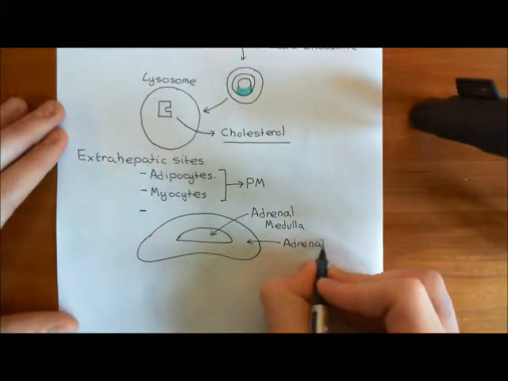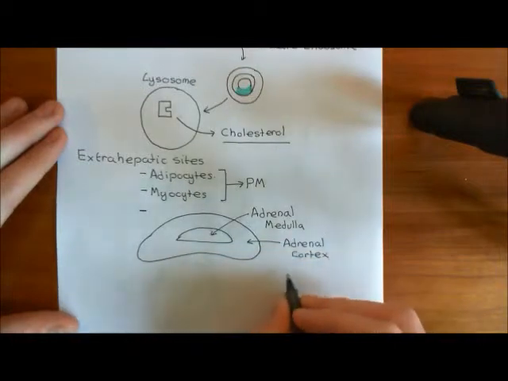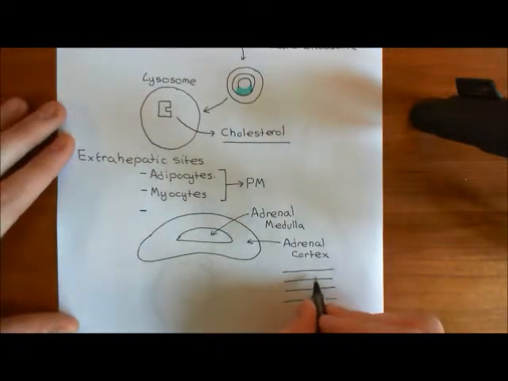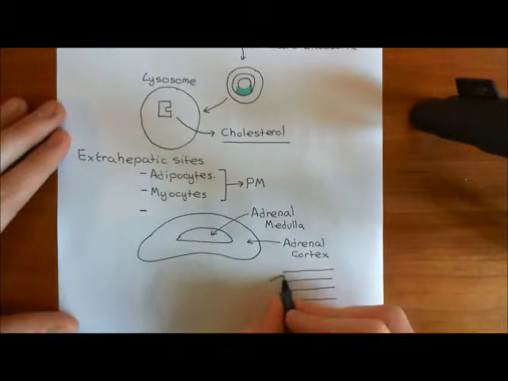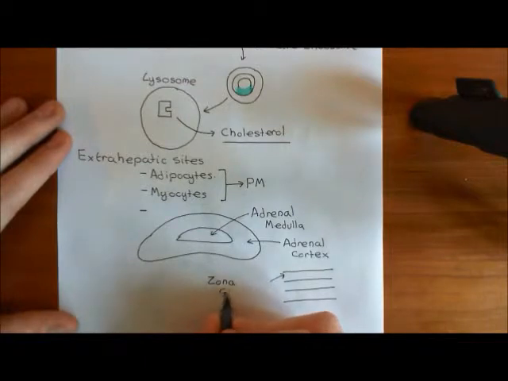Now, the adrenal cortex can be split further into 3 separate layers. Let's say this is the adrenal cortex. It can be split into 3 layers. The outermost layer is known as the zona glomerulosa. This is the zona for zone, and then glomerulosa.